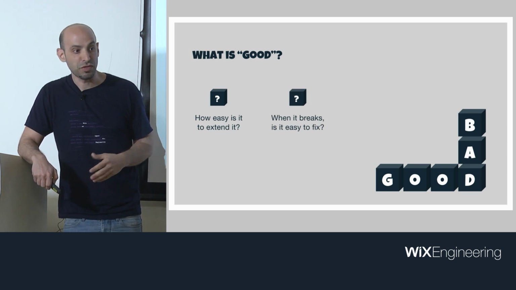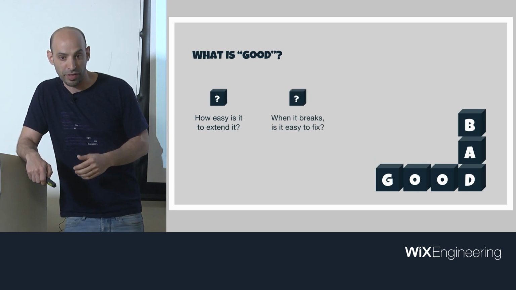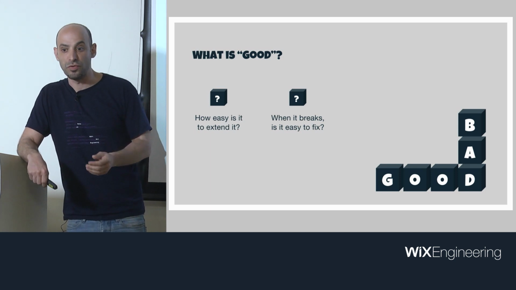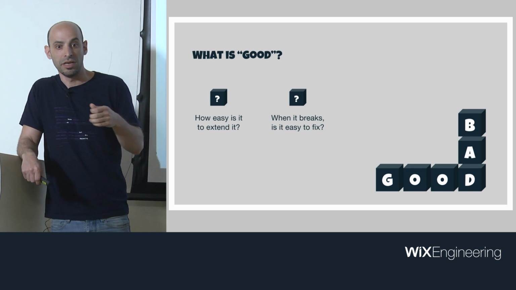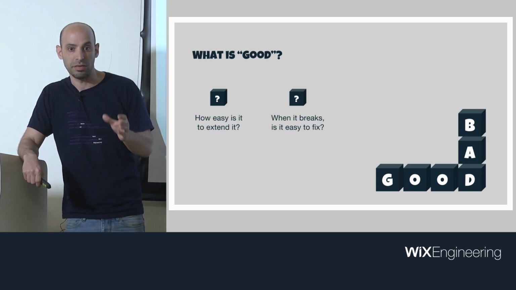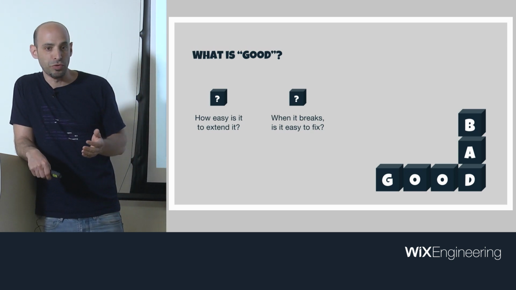Another question is, if something is broken, how easy is it for you to fix it? If you added a new feature, if something is broken in production, if something happens to the system and it's broken, how easy is it for you to fix it?